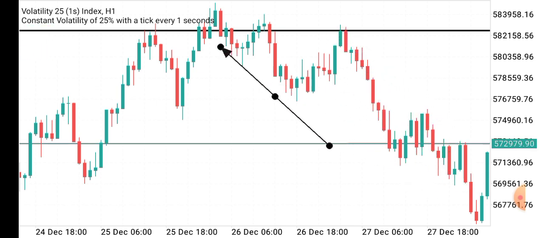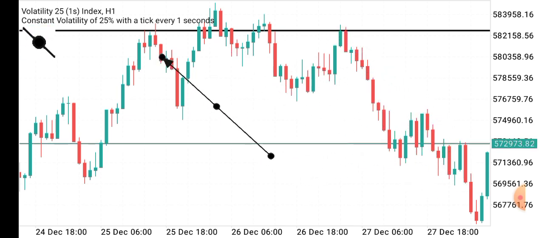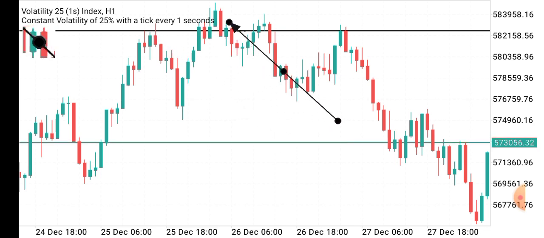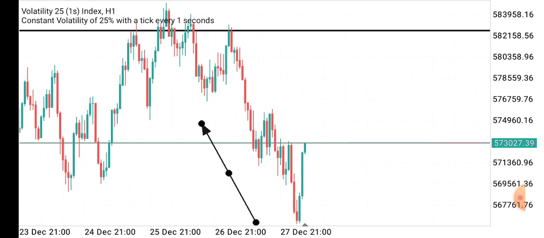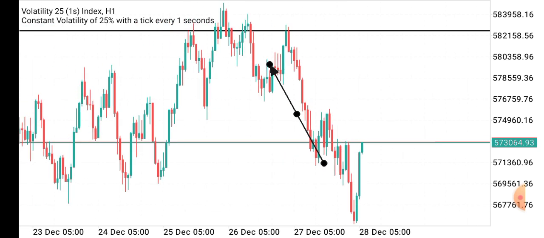This is on the 1 hourly time frame, and you can see it formed the head and shoulders pattern. This is the left shoulder, this is the head, and this is the right shoulder. Then it sold nicely. It sold nicely throughout yesterday. And mind you, this is actually a Volatility 25 (1s) index.